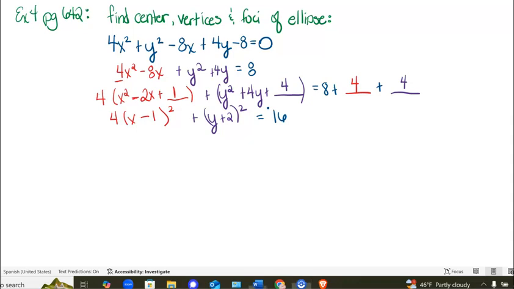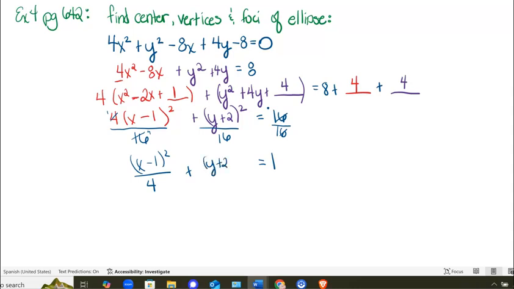And the way I'm going to do that is I need to turn my right side into 1. And the way to do that is divide every term, not just both sides, but every single term in here by 16. So when I do that, these cancel each other out, and this becomes 1. And I can simplify this. 4 goes into itself once, it goes into 16 4 times. So I have x minus 1 squared over 4 plus y plus 2 squared over 16.